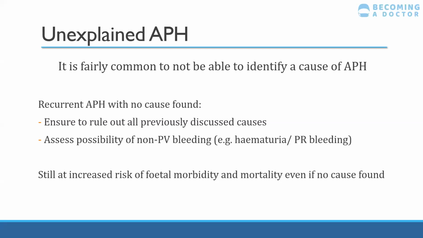But even if we never find a cause for APH, these women still have increased risk of fetal growth restriction, preterm delivery and stillbirth. So it's really important that we recognise and are serious about these women who come in with unexplained APH. So there's just a question: is cervical ectropion associated with malignancy? And the answer is no.